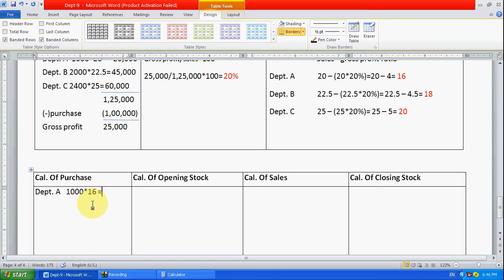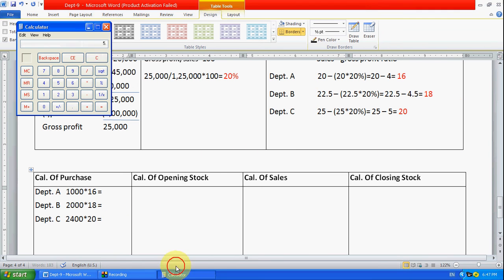We will calculate this later. Now the next department B: 2000 into 18. Now department C: 2400 into 20. Now calculate these amounts.